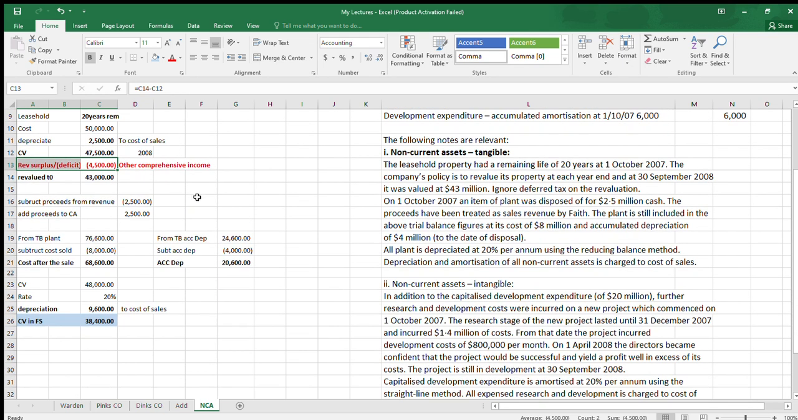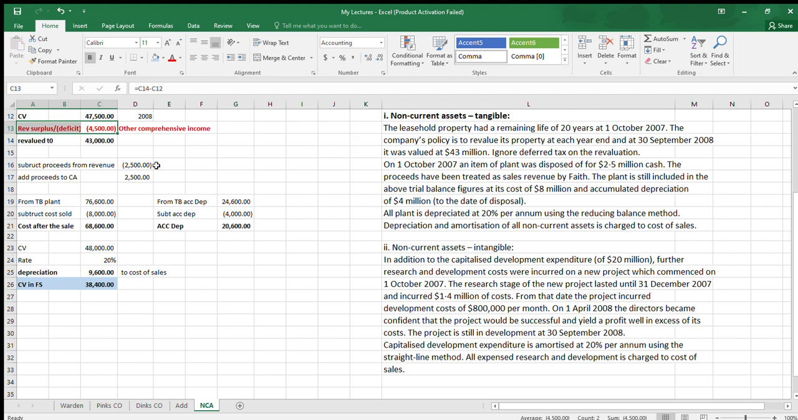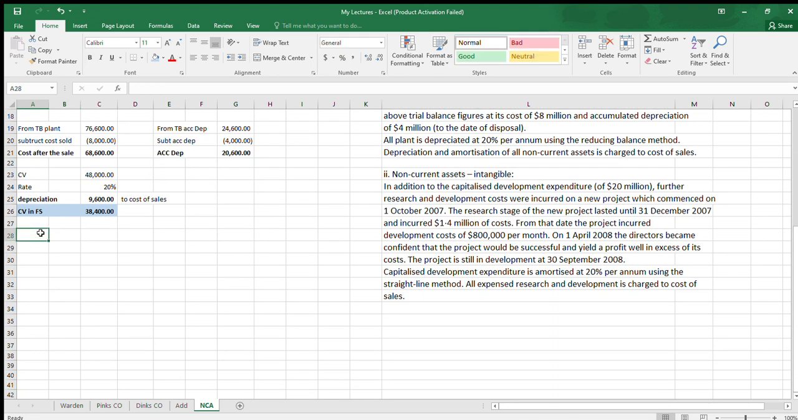So you are done with the note I, that's the non-current asset tangible. Now note II.